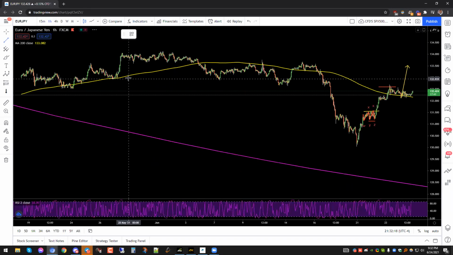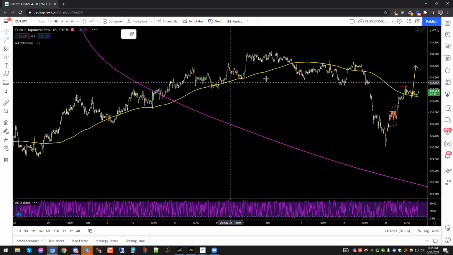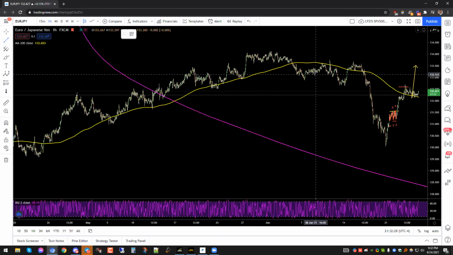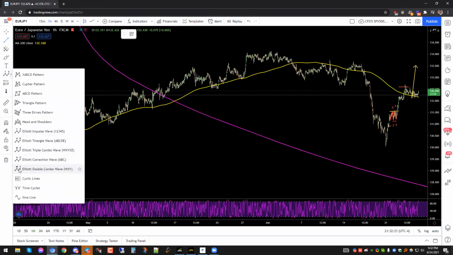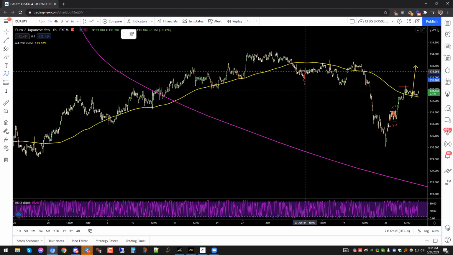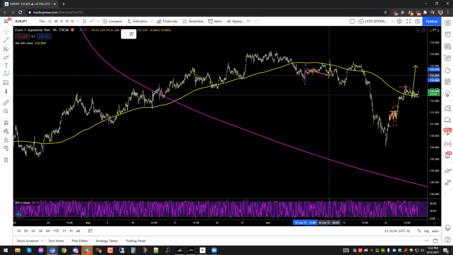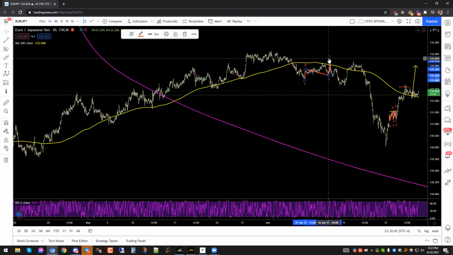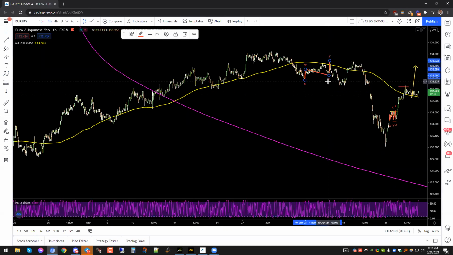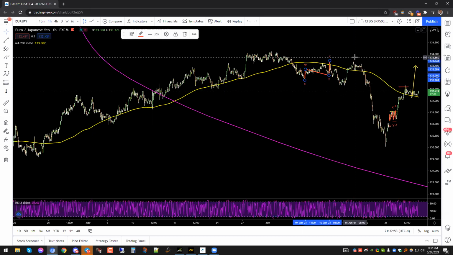Let's try to compress this a bit. Let's see if we have reason to back up going short in that area. So if I look at this, let's draw in some waves. I'll use WXY. I'll say this is W, this is X, this is Y. Then we have three waves down, one, two, three. Another WXY if I'd like to label it like that, or ABC if I'd like to label it like that. And then I got this wave pushing back to the upside.